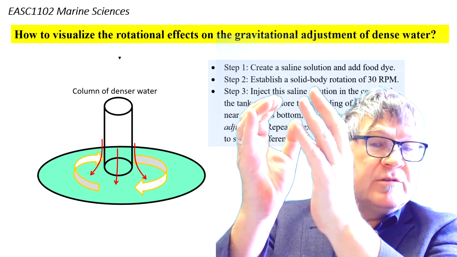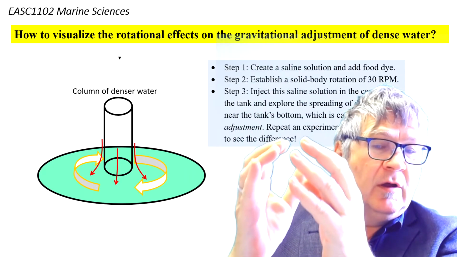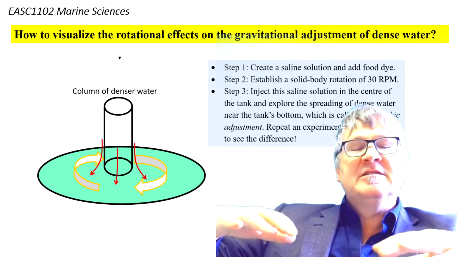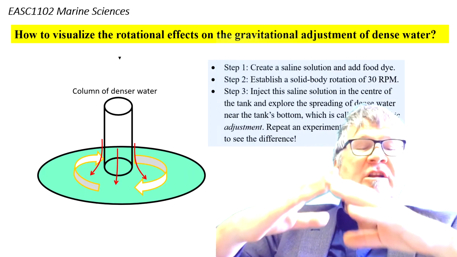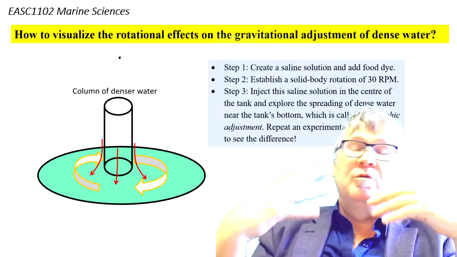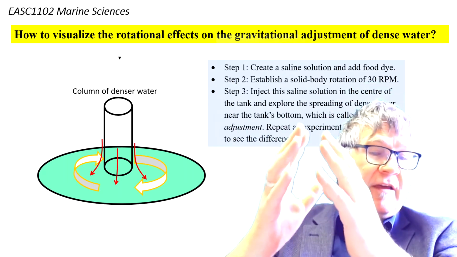So without rotation, what should it do? It should fall onto the floor and just spread horizontally. This is what we call gravitational adjustment. It's to do with pressure gradient forces and so on.